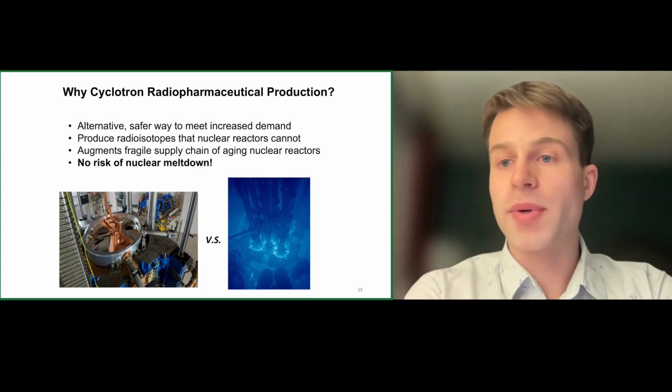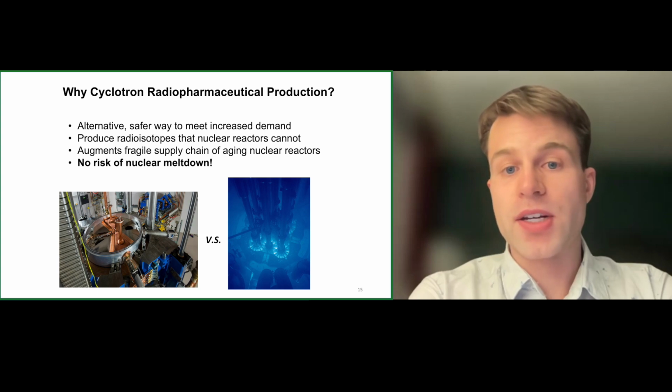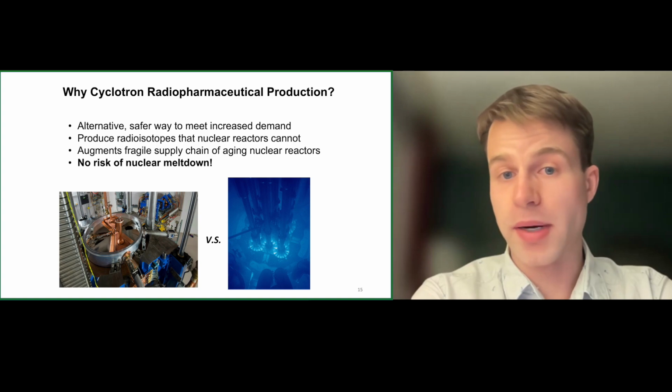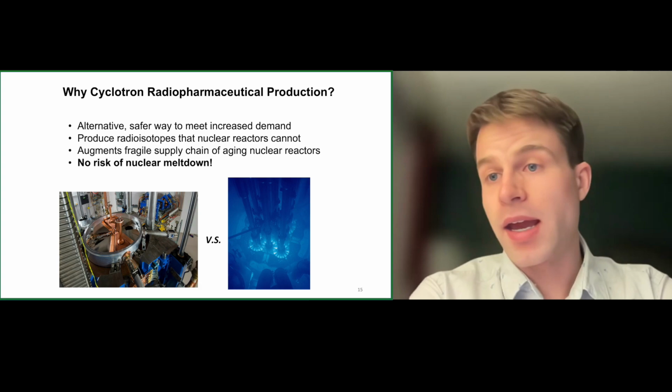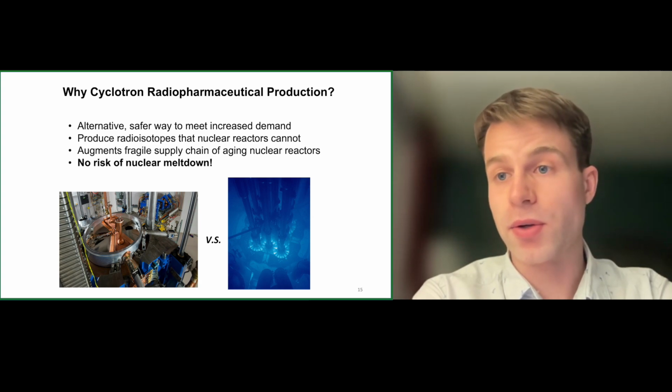And in general, why are we interested in cyclotrons to make radionuclides? Well, it's an alternative, safer way to meet increased demand for radiopharmaceuticals relative to using nuclear reactors, and we can produce isotopes that reactors can't. So this augments an aging, fragile supply chain of nuclear reactors. And importantly, there's no risk of a nuclear meltdown. So from a safety perspective, this is very appealing since once we shut off the power to the cyclotron, the nuclear reactions stop.